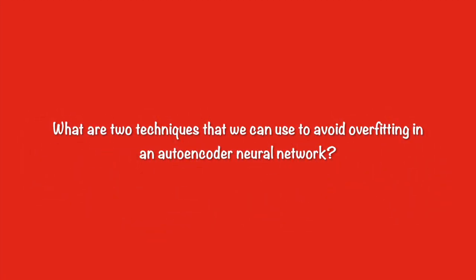Overfitting is a general problem when we work with neural networks. What are two techniques that we can use to avoid this in autoencoders?